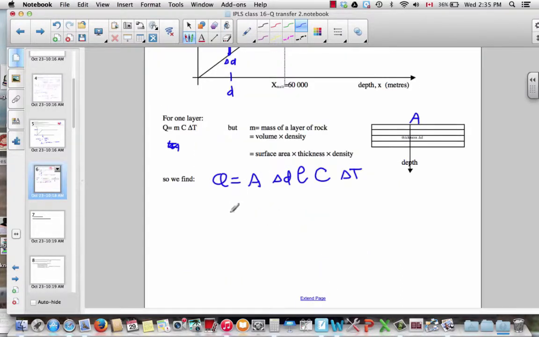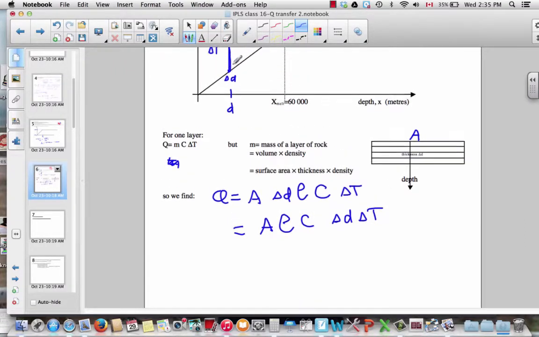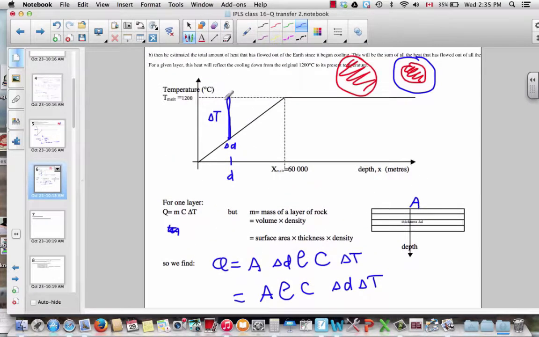Now if we rearrange that just a little bit, we've got A, the surface area, rho, the density of rock, C, the specific heat, then we've got delta D, delta T. And if we look on our picture, delta T delta D is just the area of that little wedge that we drew on there.